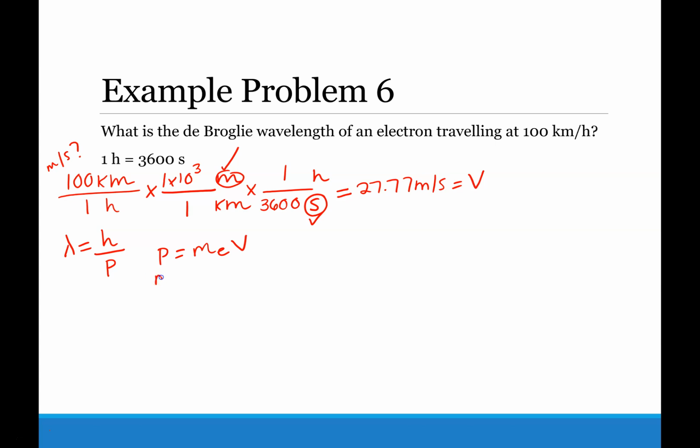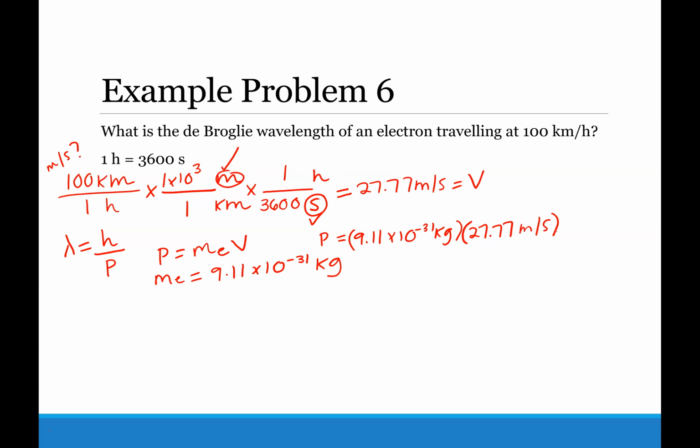The mass of an electron is going to be one of those constants, and it's going to be the same every single time. So the mass of an electron all the time on the constant equation sheet is going to be 9.11 times 10 to the minus 31 kilograms. And so now we're ready to calculate P. So P equals 9.11 times 10 to the minus 31 kilograms times this V that we calculated. So 27.77 meters per second.